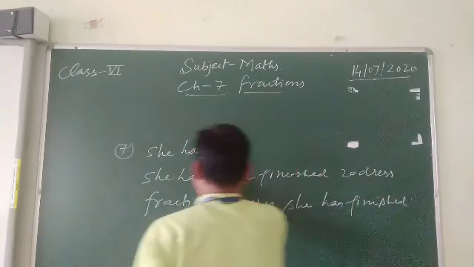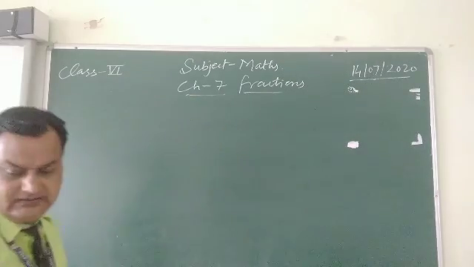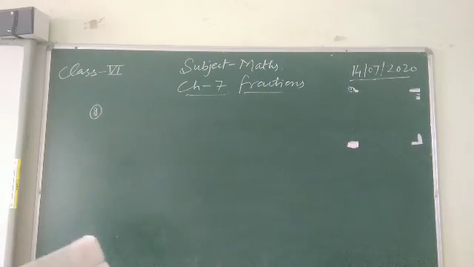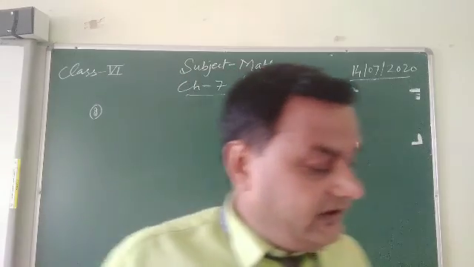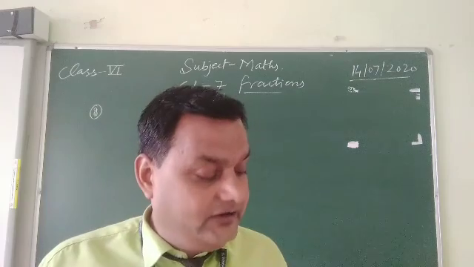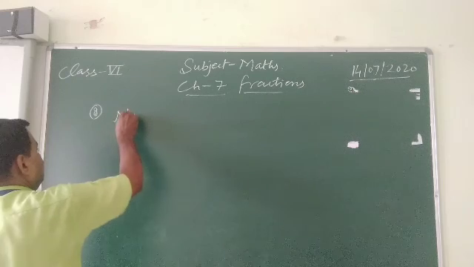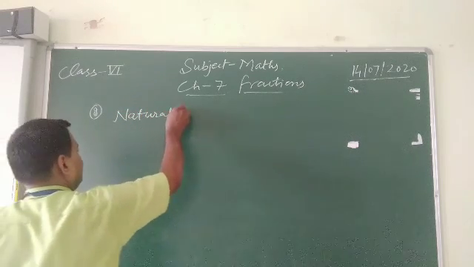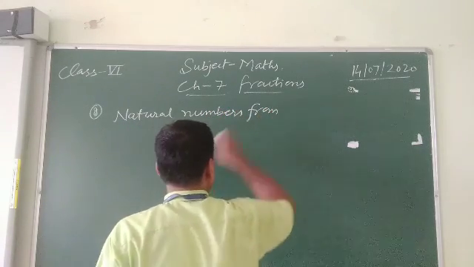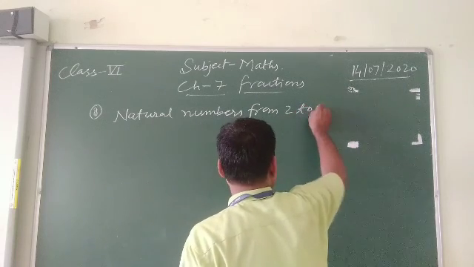Now question number 8 is, write the natural numbers from 2 to 12. What fraction of them are prime numbers? First of all, we will write the natural numbers from 2 to 12.